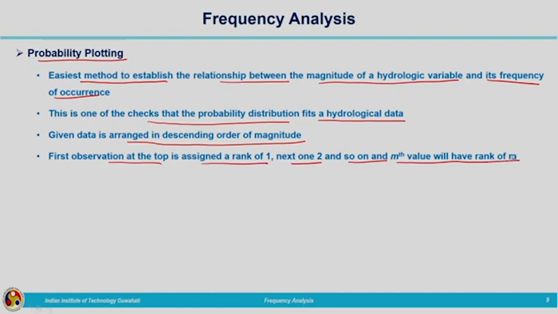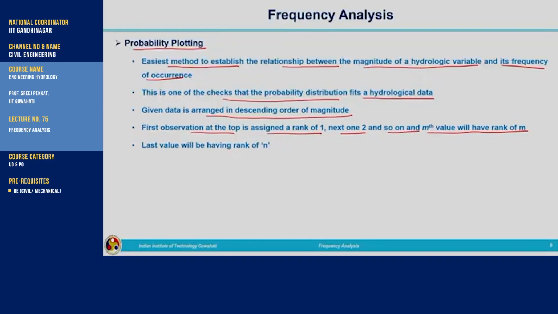So, we have a number of data points in the data series and the data is rearranged according to the value of that particular data. That is, the data is sorted in the descending order. After that, the first one is assigned a rank of 1, the second one 2, and that way the mth value will have a rank of m. The last value will have rank n. We have n number of data points, so the last one, that is the lowest value, will have a rank of n.